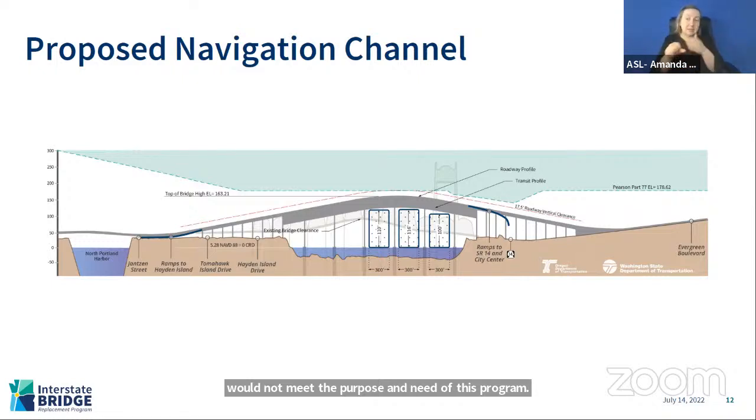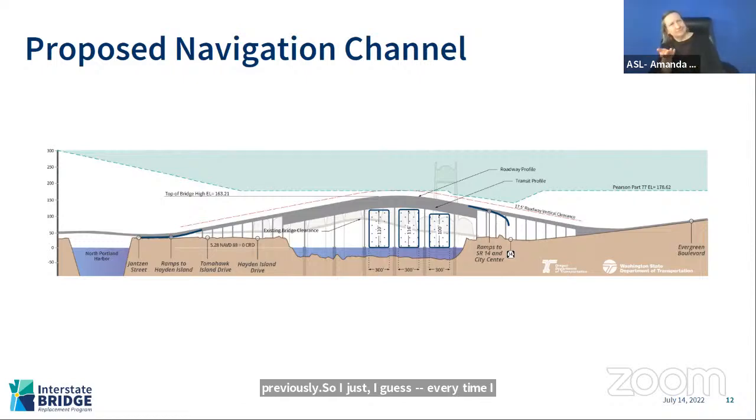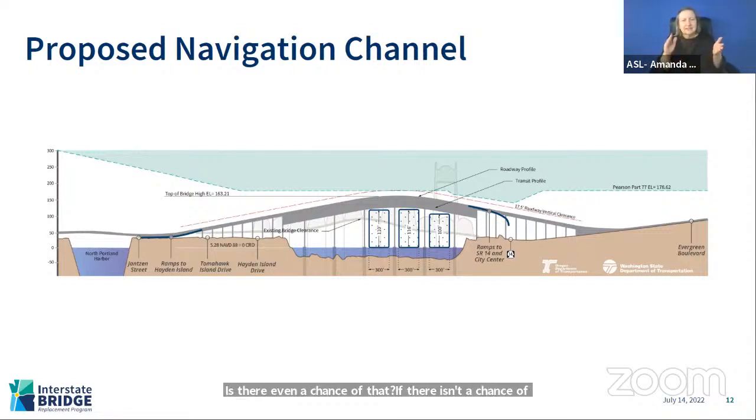Well, so Coast Guard knows all that because they heard all those arguments previously. So I guess every time I read it in the paper, I'm going, are they going to really stop this project and not permit it? I mean, is there even a chance of that? If there isn't a chance of that, sounds like they might be just putting up token objections or token requirements that they know they're going to be knocked down.